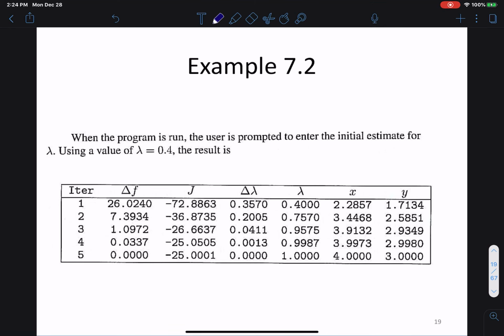So we started with lambda value 0.4. Then you saw that once we solve all the problem here, look at that, it becomes 0. Then you have the xy value over here for the solution. All right.